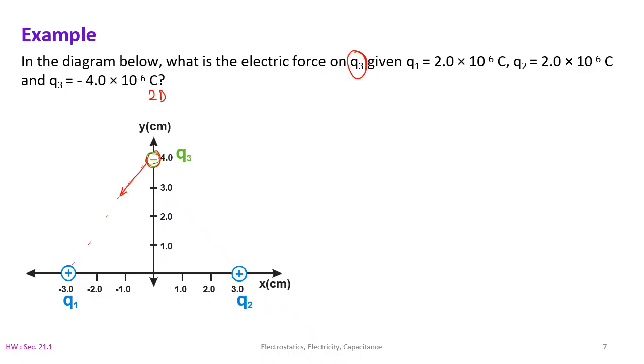Now Q2 will also put a force on it. It'll act along that line. Again, it will be attracted to charge 2. So let's label those forces. This is F13 and this is F23, and those are vectors.